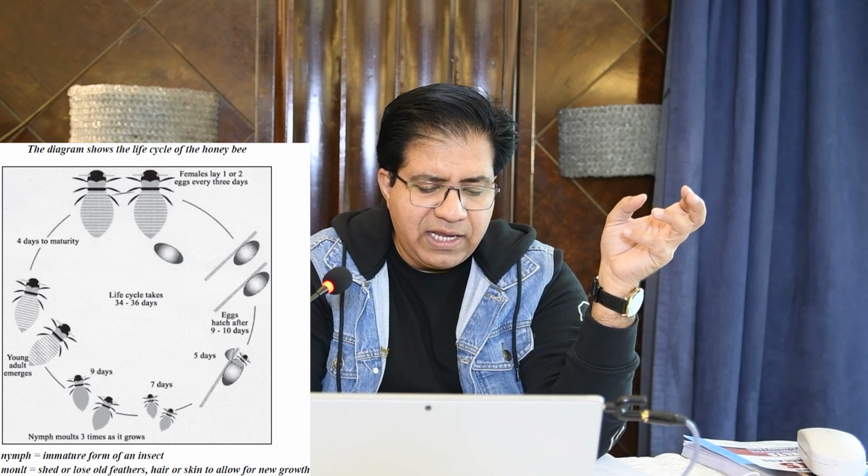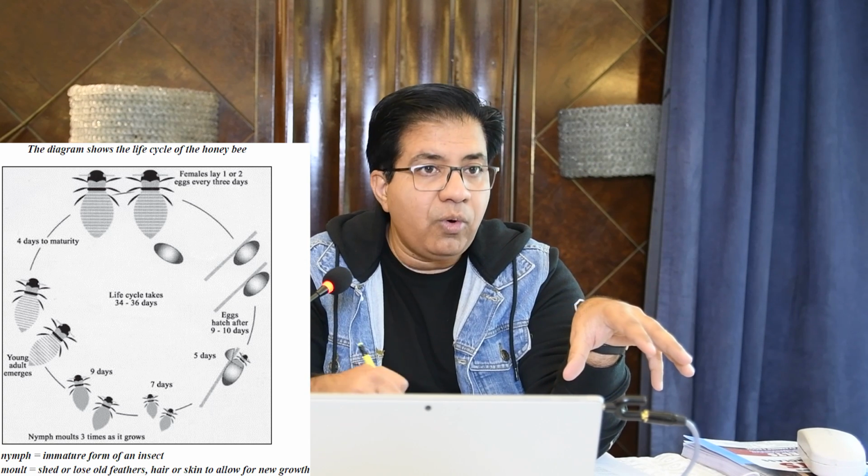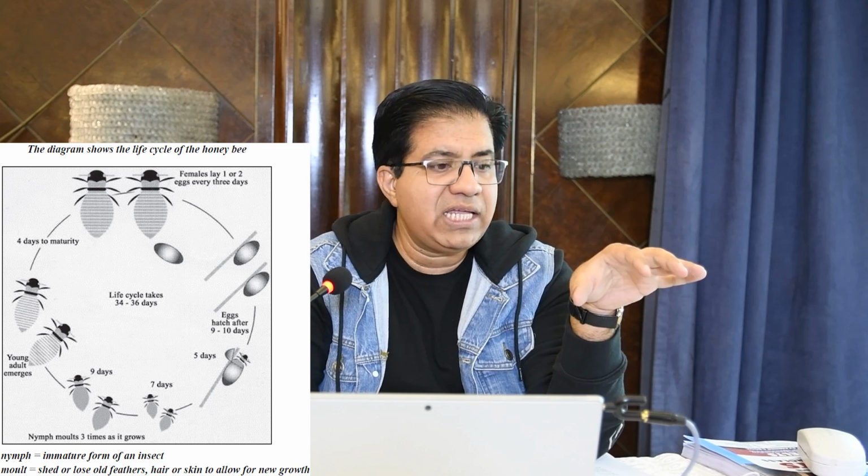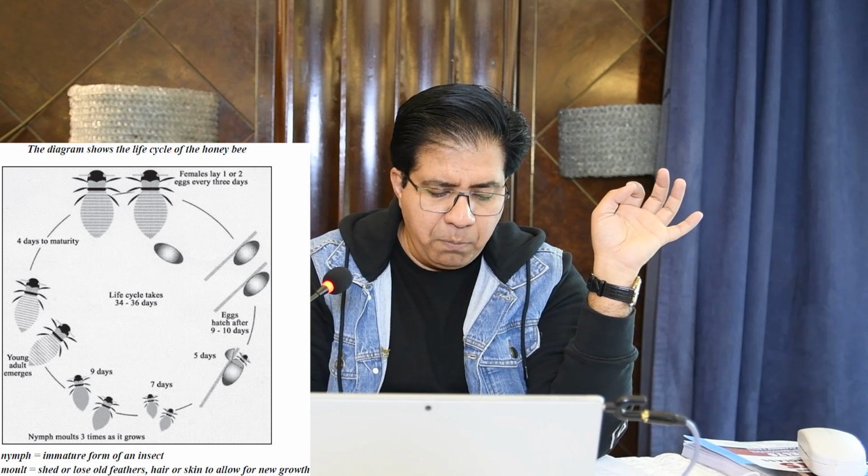And then you can see we've got eggs hatched after 9 to 10 days, then after 5 days, 7 days, 9 days, young adult emerges. Okay, then we've got 4 days to maturity, then females lay 1 or 2 eggs every 3 days. So it should start from laying the eggs and then you go on and you'll discuss everything. Life cycle takes 34 to 36 days. So life cycle contains 34 to 36 days, and down there they mention nymph molts 3 times as it grows.